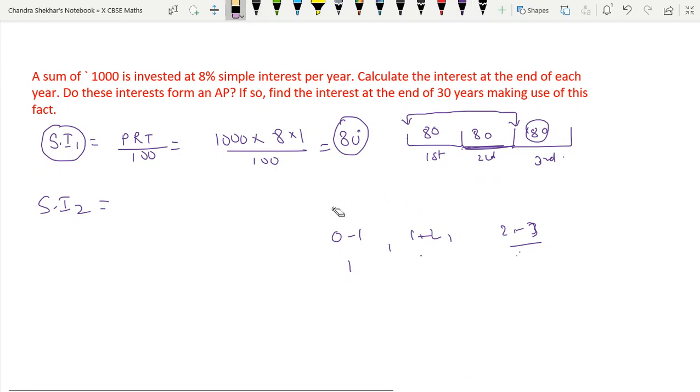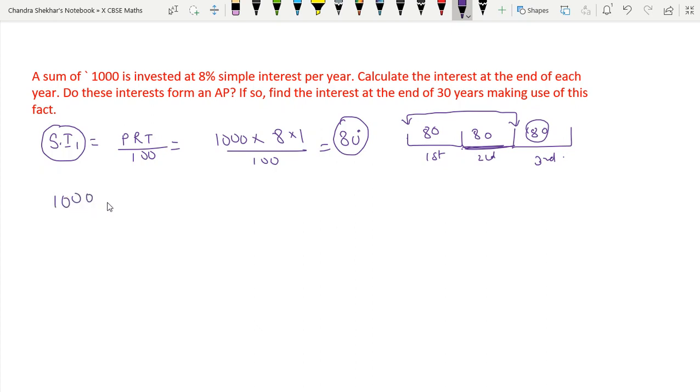Okay, so interest here for all of these, every 1 year, what is getting added to the principal amount? 80 rupees. Fine, 80 rupees getting added to it every year. So what was initially there? Initially it was 1000 rupees, right? And next year it became how much? 1080. Third year it became 1160. Again 80 got added.